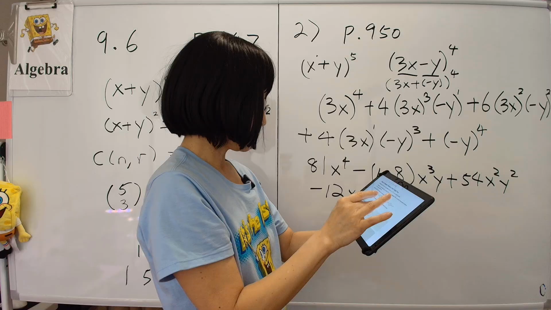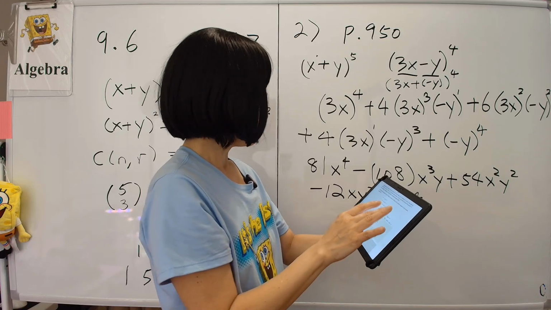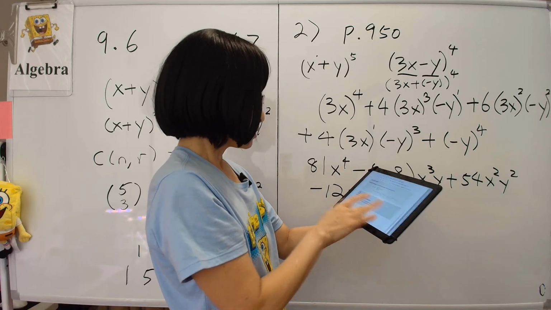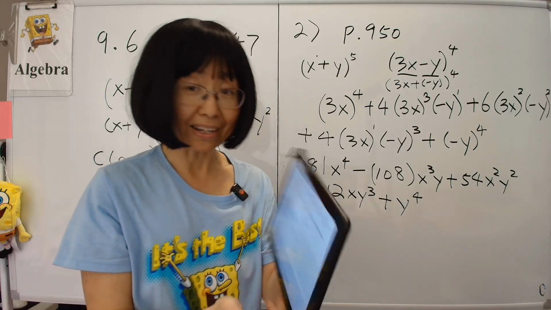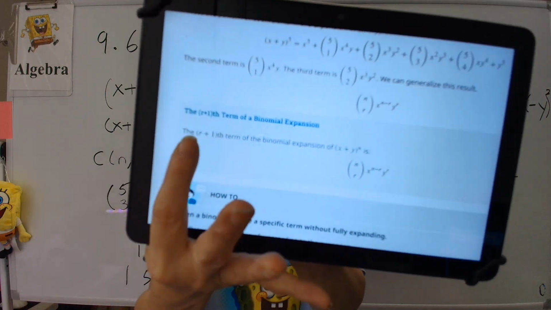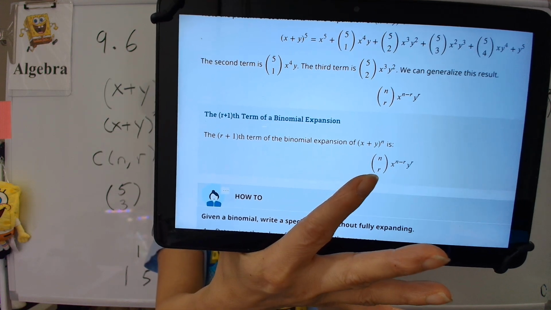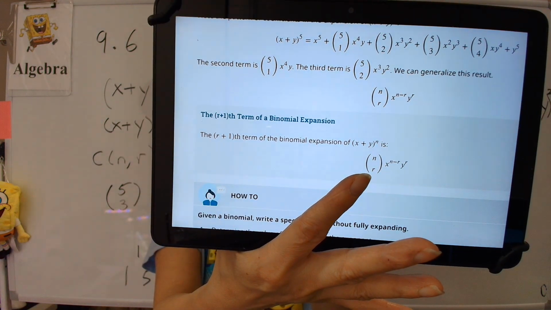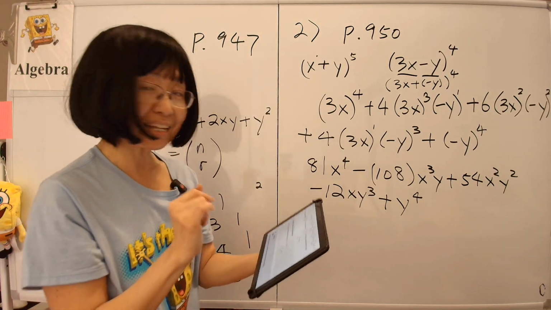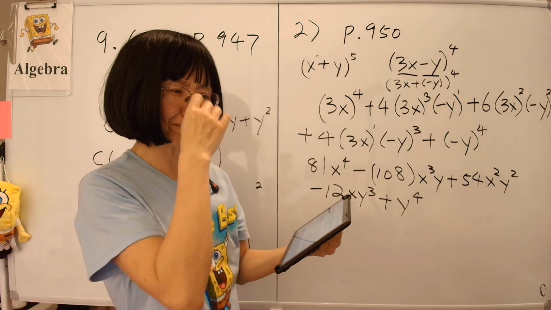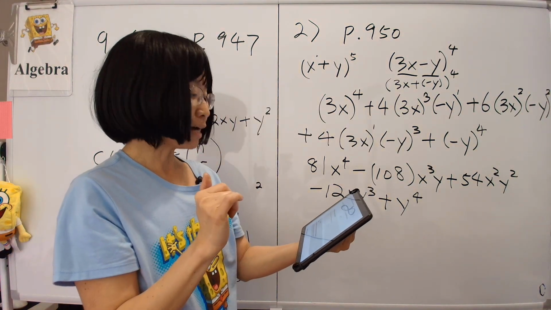So to do that, we follow this formula right here on this page. What page are we on? We're still on page 950. So we need to find the specific term. It says right here in the formula that the r plus 1th term of the binomial expansion is n choose r, x to the power n minus r, y to the power r. It's slightly odd to say the r plus 1 term, but that's how things work out. So we're going to put that in mind.